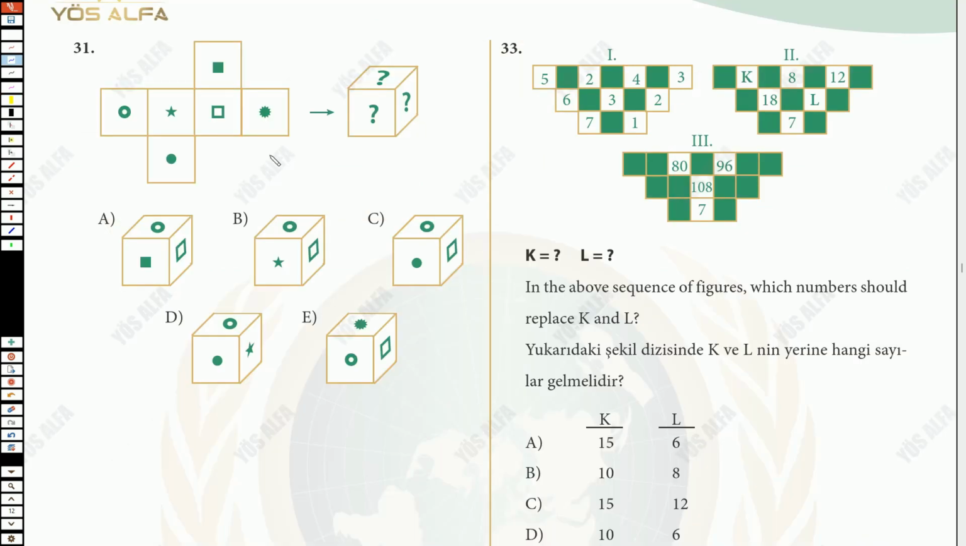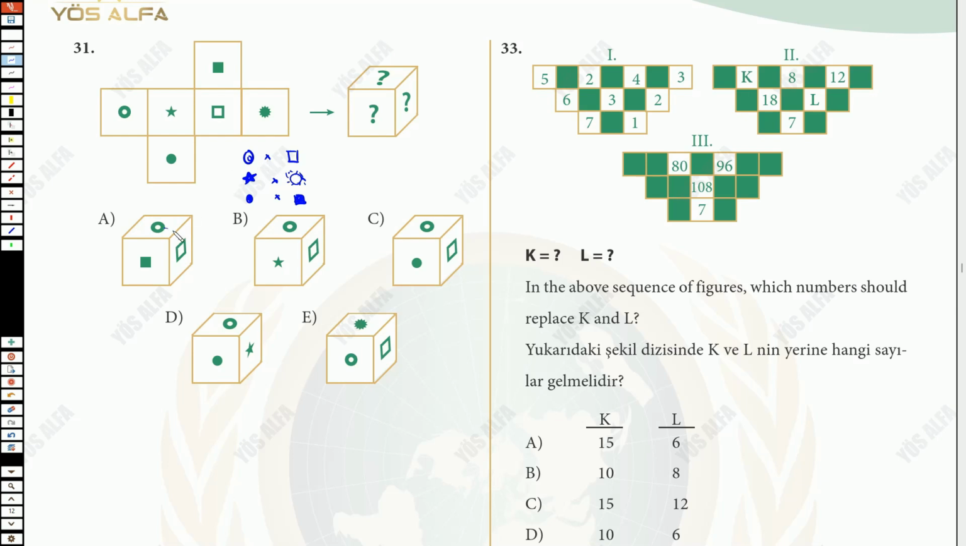Number 31. The unfolded version of the cube is given and the folded version is asked. So as usual, we're going to start writing the opposite sides of the cubes. Let's start with this. So the star is in the middle, and the star and the square shape, whatever that is, since they are 1 square apart, they should be on the opposite sides of the cube. And the same is true for the star and that. They should be on the opposite sides. And what's left is this circle and the black square. So they can never come next to each other. So that's the trick we should focus on.